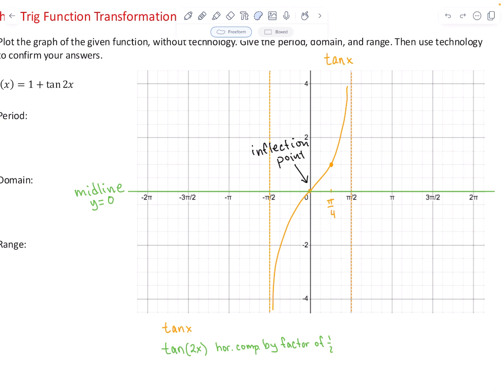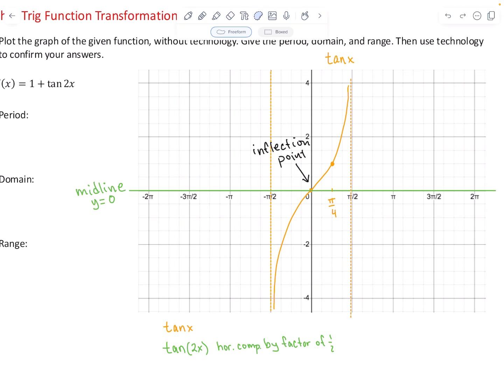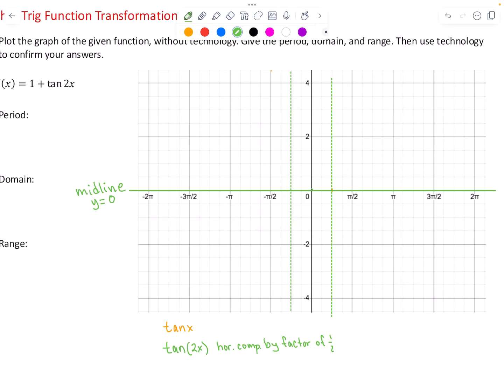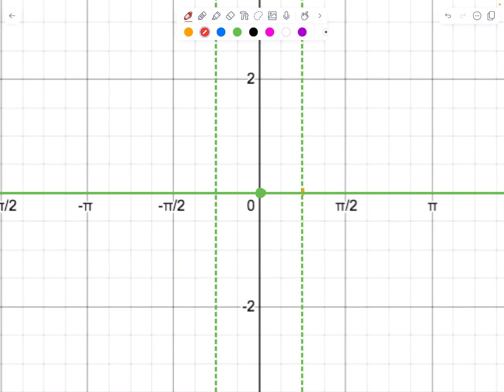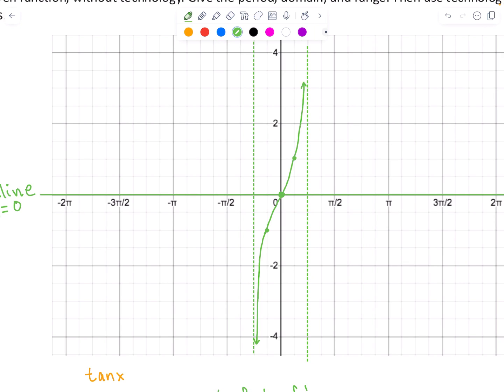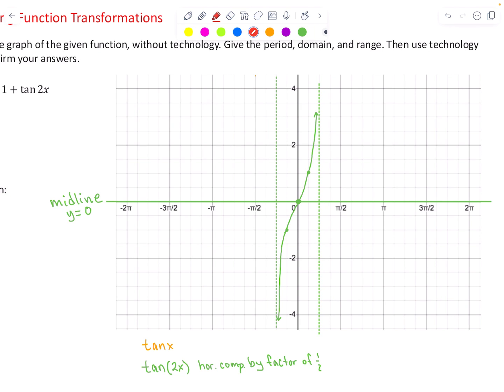So now if we do the horizontal compression, this asymptote will now be half as far from the y-axis, same for this asymptote. The origin point will still be there. And once again, if I begin at this inflection point and go halfway toward the right asymptote, then the vertical displacement will be 1 unit upwards. Same is true if you go left halfway towards the asymptote, a displacement of -1. And our tangent curve now looks like this. This cut the period in half, because now we go from negative pi fourths to pi fourths, which is a period of only pi halves.